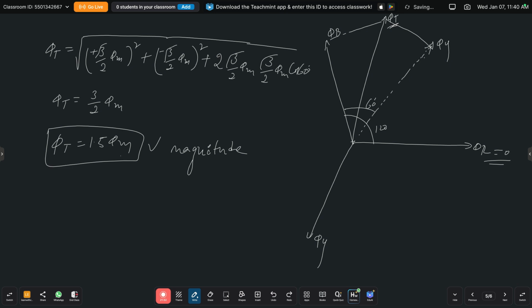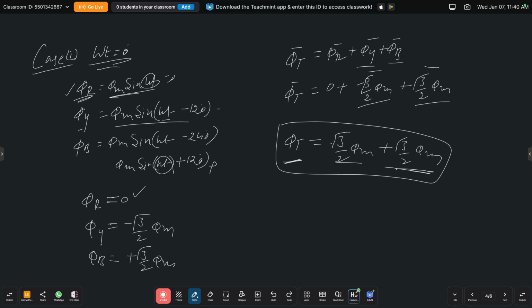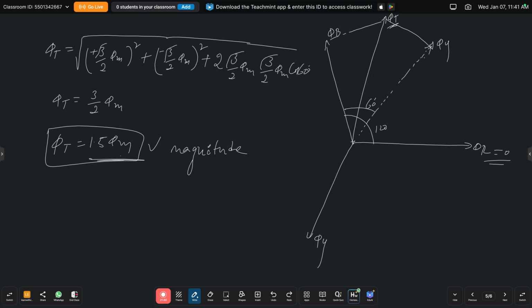The magnitude of the rotating magnetic field is 1.5 times the maximum flux. So in case 1, at omega t equal to 0, the flux magnitude is 1.5 times the maximum flux, and this is the first instant, instant 1.